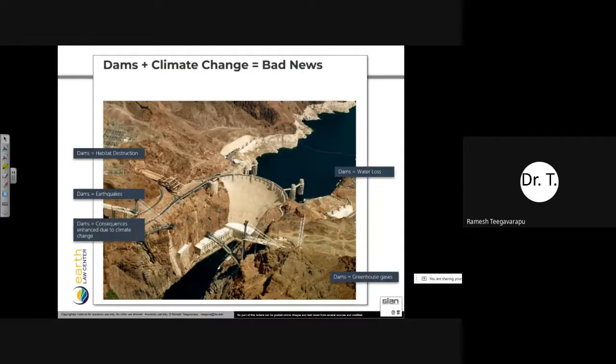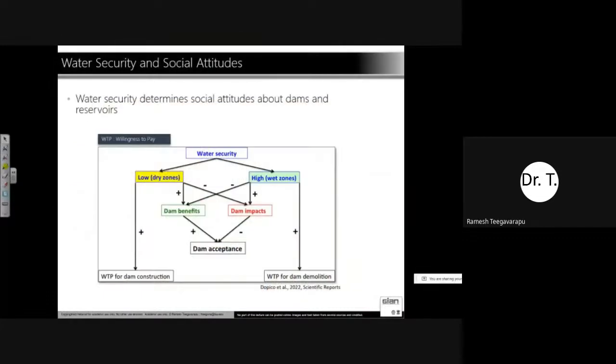So climate change is bad news according to many environmental activists. They say that dams destroy habitats, they create earthquakes, and the consequences are too bad for dams due to climate change. And then dams also generate greenhouse gases. So it's a combination of effects of dams and climate change that might result in bad news.